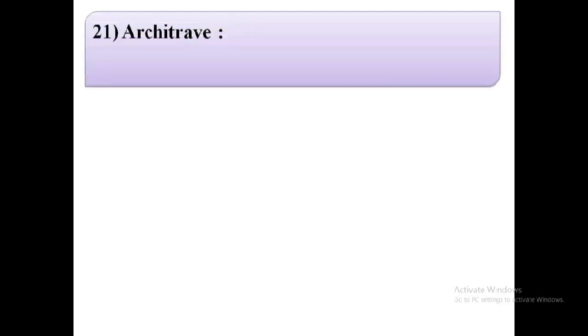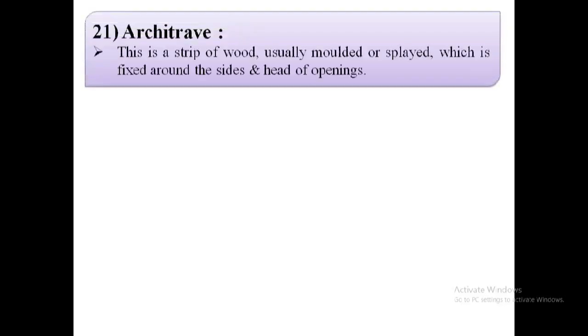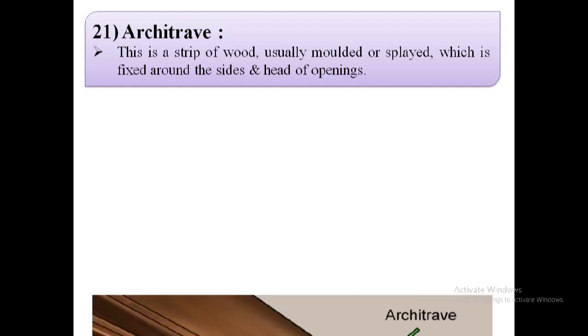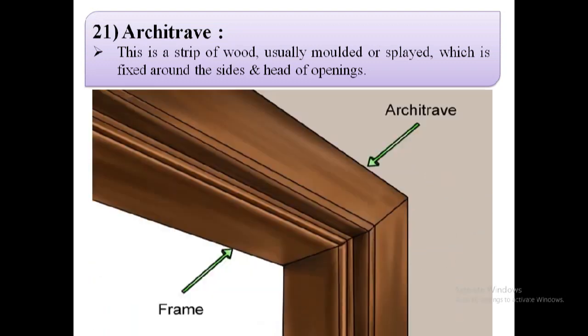Next technical term is architrave. Architrave is a strip of wood, usually molded or splayed, which is fixed around the sides and head of openings as shown in this image. So, in this image you can see this is the architrave and it is a strip of wood. It may be molded or splayed and it is fixed around the sides and head of openings.